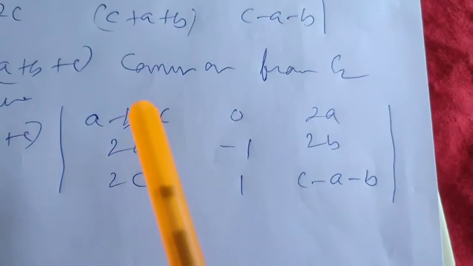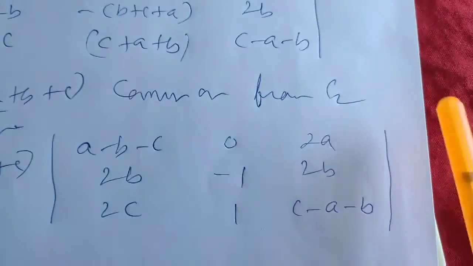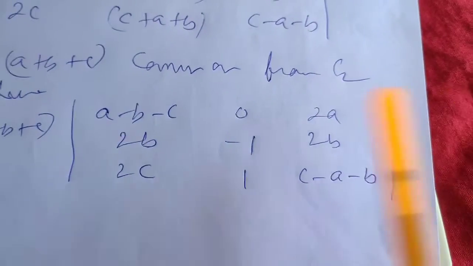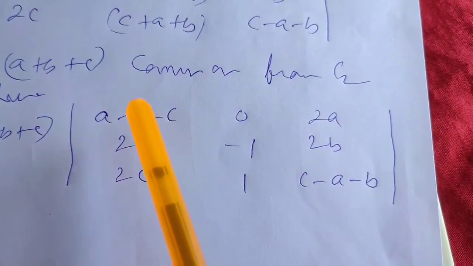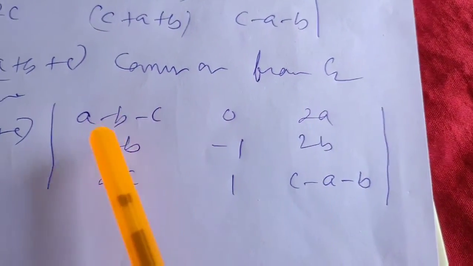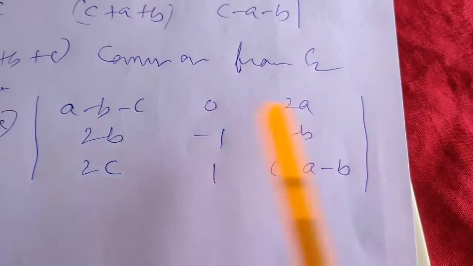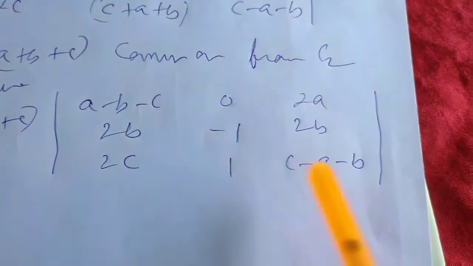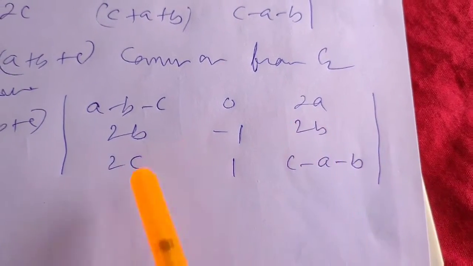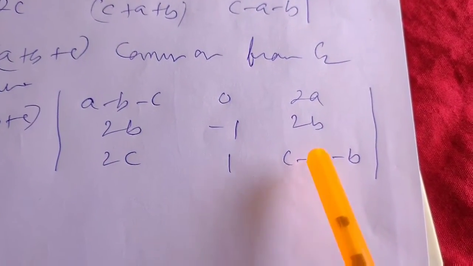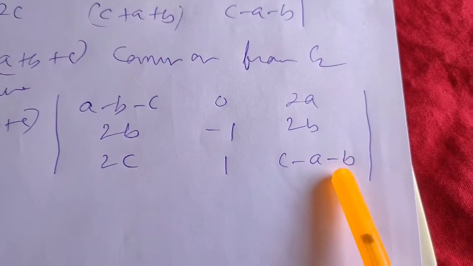So you can see it here, from a minus b minus c. If you subtract 2a, what will we be getting? This a minus 2a, that is minus a. So we will be getting here minus a minus b minus c. 2b minus 2b will become 0, and from 2c we will subtract c minus a minus b. So 2c minus c will become c, this will become plus a, this will become plus b.